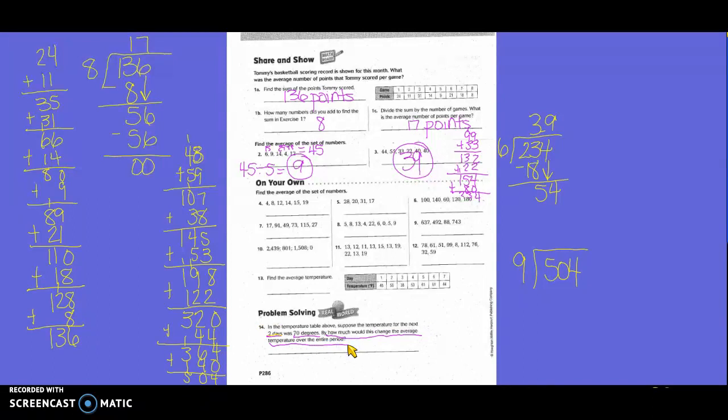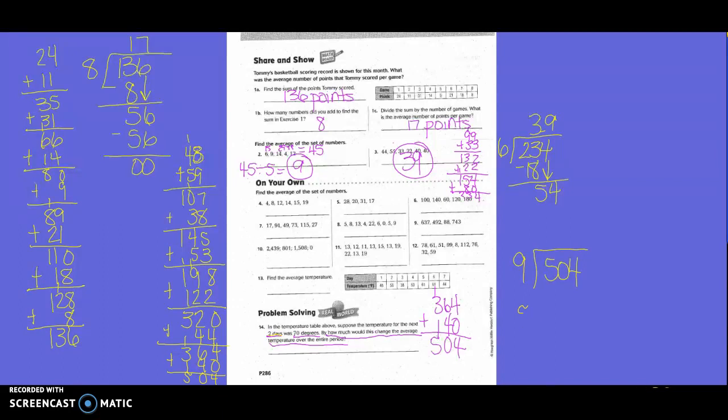So what was our total degrees for number 13? 364. So we do 364 plus, if we have 2 more days at 70 degrees, what would that be? 140. So we get 504. Then we're going to have to take 504 divided by 9, because we had 7 days plus 2 more.